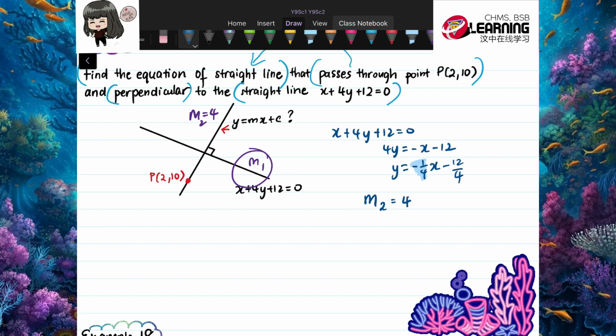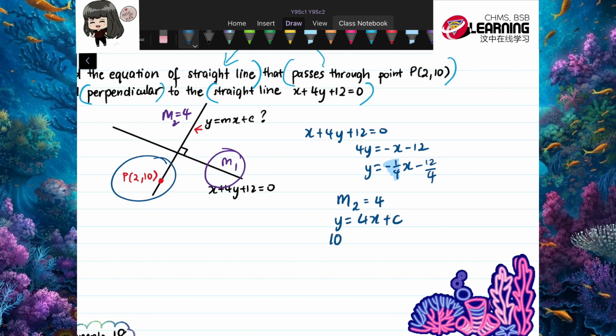So we have y equals mx plus c. We can straight away sub in the point, because we know that P is (2, 10). So we can sub into this equation, y equals mx plus c, to find out my c. So my c is 2. Therefore, my equation of the line is y equals 4x plus 2.